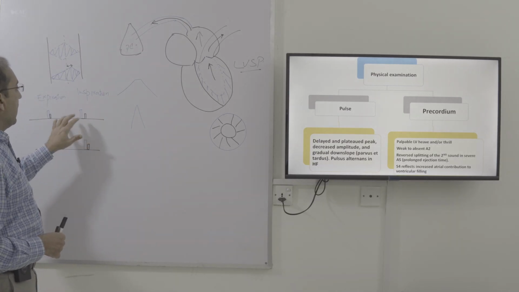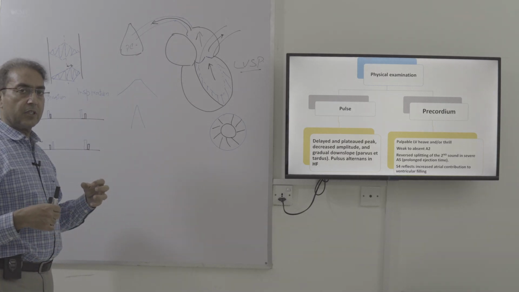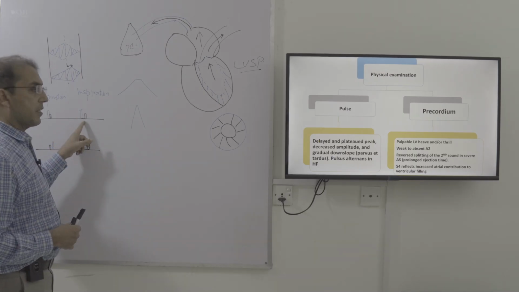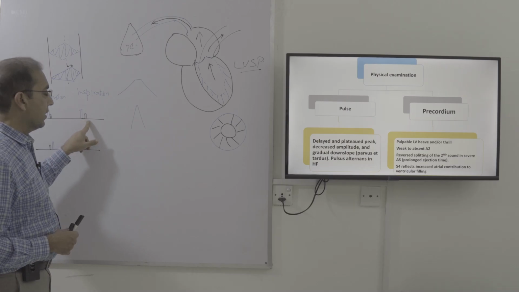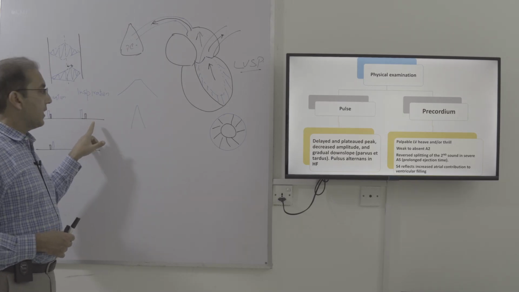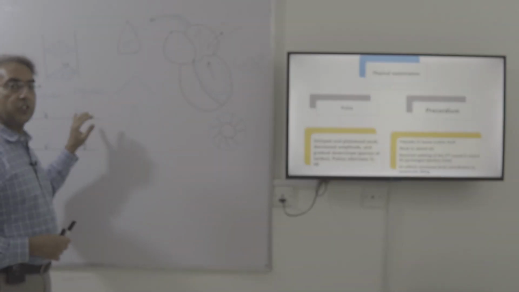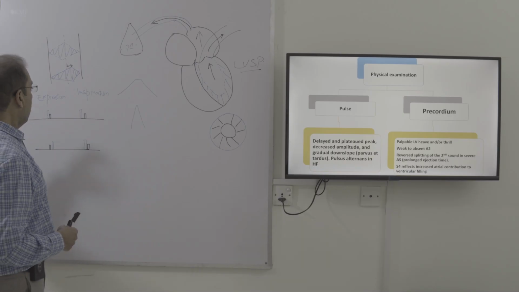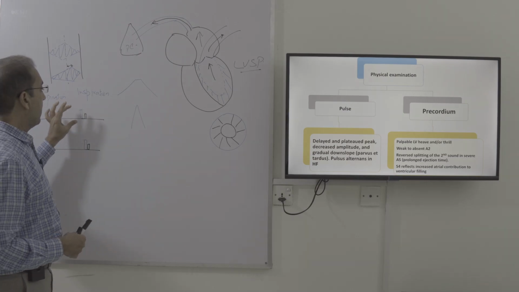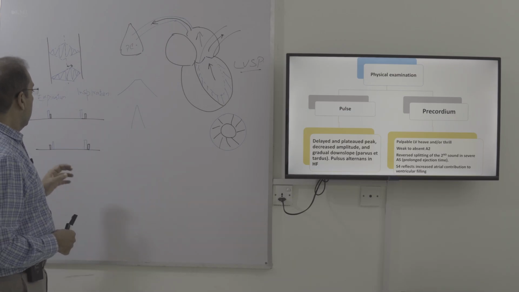What happens? In inspiration, since there is a negative intrathoracic pressure, there is increased venous return to the right side of the heart, and the ejection of the right heart is delayed. So the pulmonary component of the second heart sound moves slightly away from the aortic component, and we have a split second heart sound, which is a normal phenomenon. That is, the second heart sound is heard as one sound in expiration and a double sound in inspiration. But what happens in aortic stenosis?